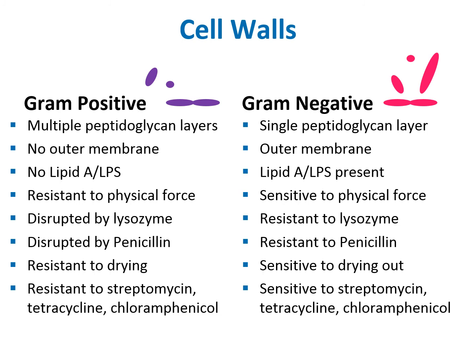Gram-positive cells will stain purple with a Gram stain, and gram-negative cells will stain red or pink. And the reason why these Gram designations are so important is because, let's say a patient comes in, they've got a number of symptoms.